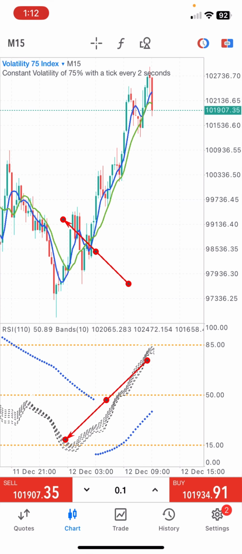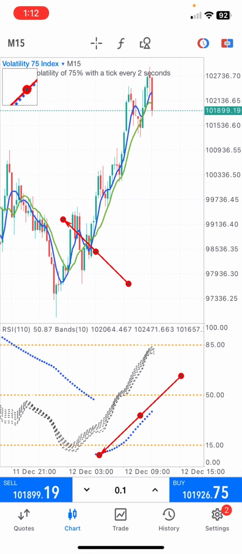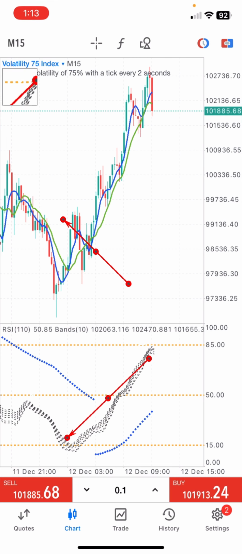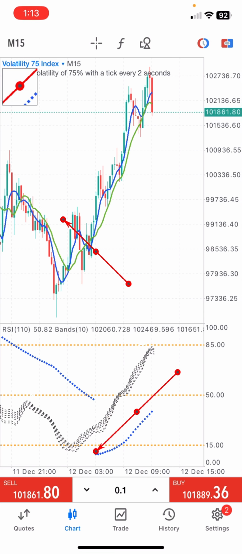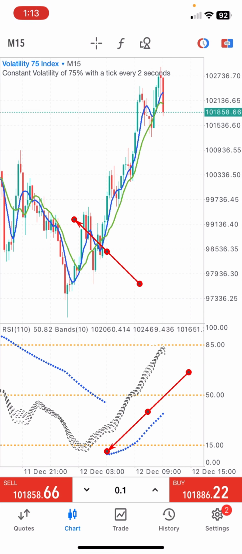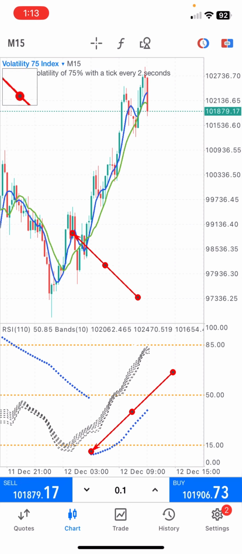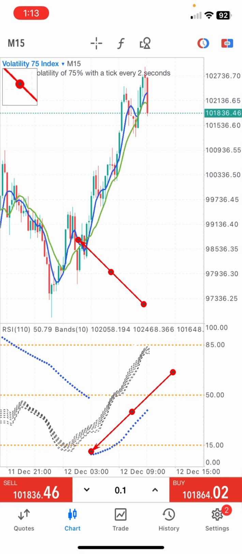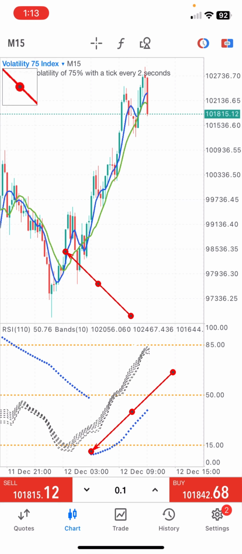Now when this touch happens, you patiently wait for the parabolic SAR dot to show up. When one of these parabolic SAR dots shows, after the Bollinger Bands touch 15 levels, the next thing you do is pay attention to the price. Wait for the price to come and break above the moving average, and also the blue line to cross above the moving average as well. When these crosses happen, we patiently wait for the price to come and touch either the blue line or the green line.